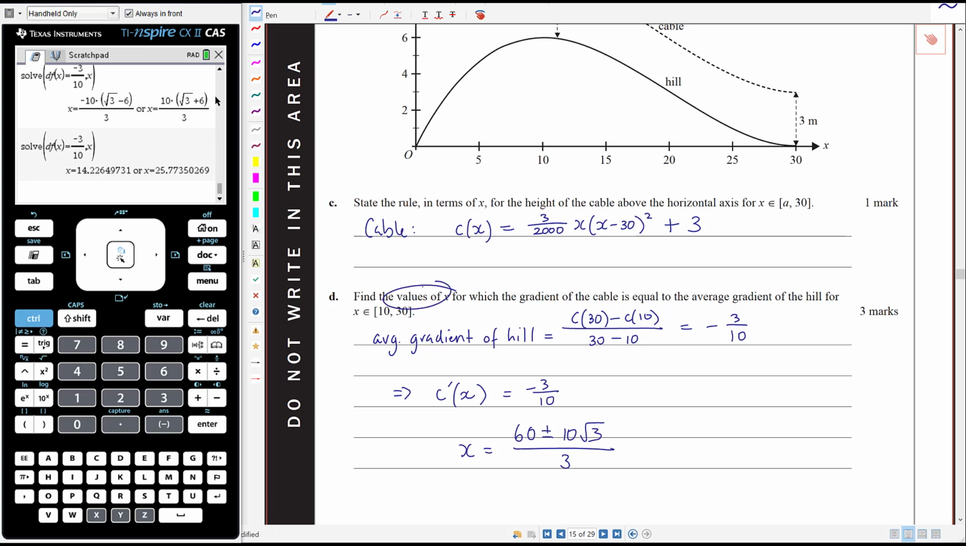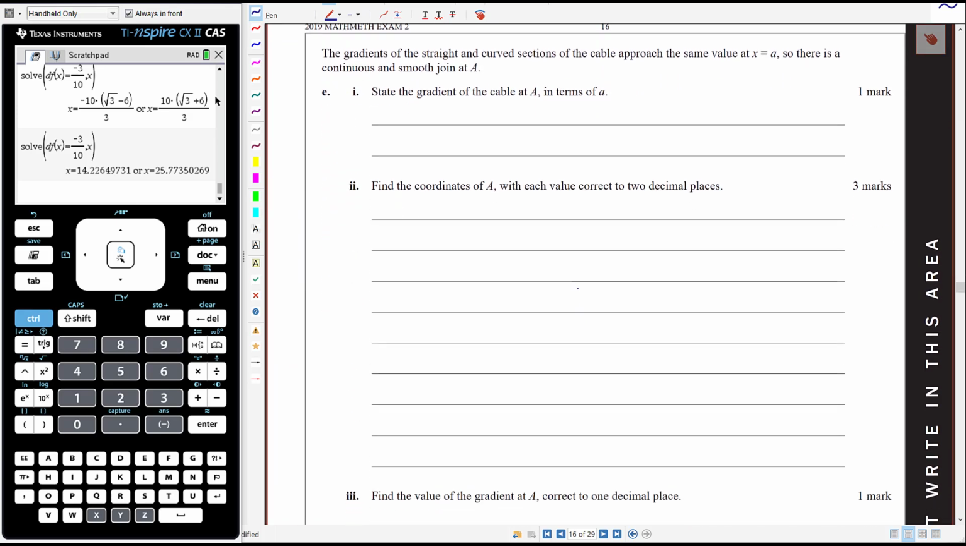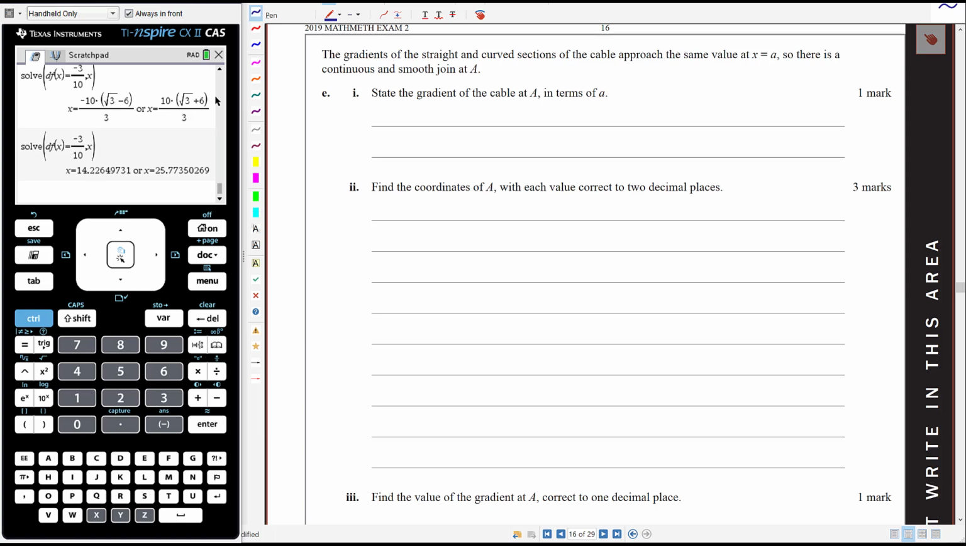Okay, so it's just values of x, it doesn't want coordinates. So there are two values of x where the gradient of the cable is equal to the average gradient of the hill. The gradients of the straight and curved sections of the cable approach the same value at x equals a. So that is, they join smoothly. Continuous smooth join at a. State the gradient of the cable at a in terms of a.